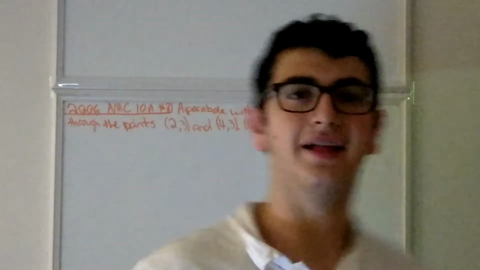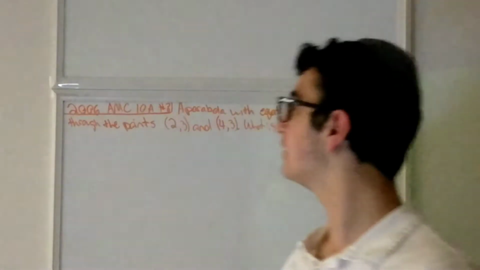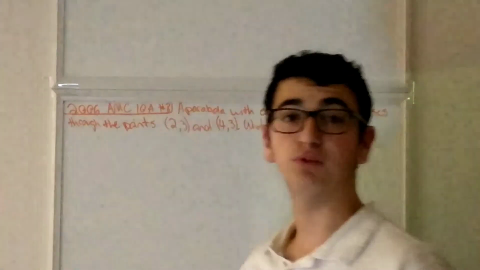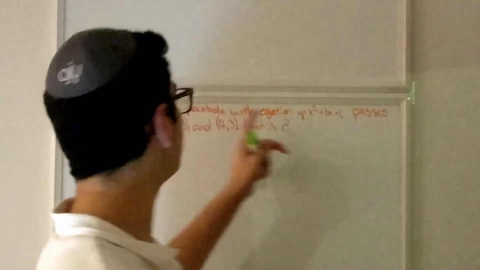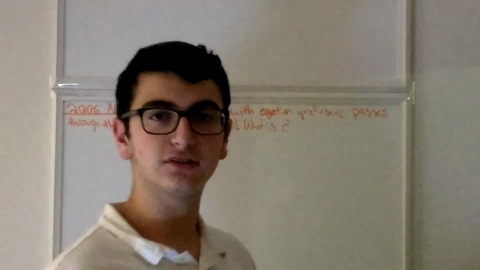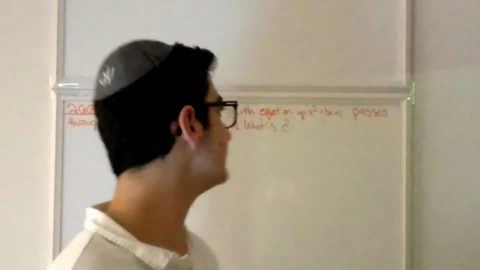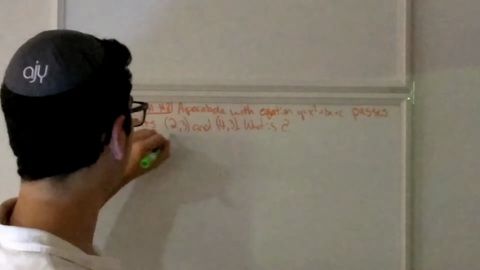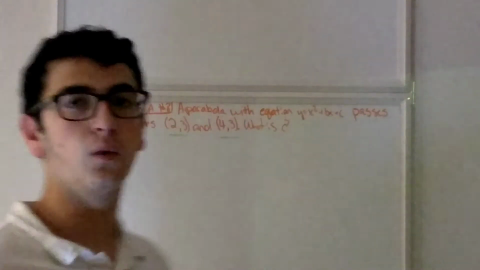Okay, this is the 2006 AMC 10A number 8. A parabola with the equation y equals x squared plus bx plus c passes through the points (2, 3) and (3, 4). What is c?